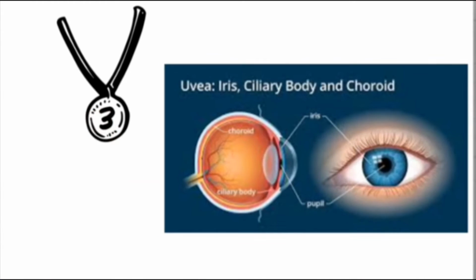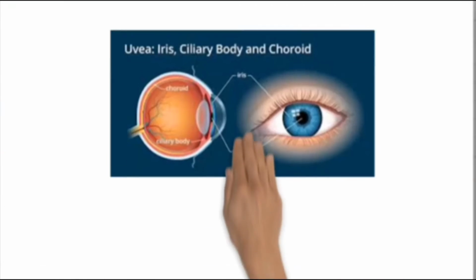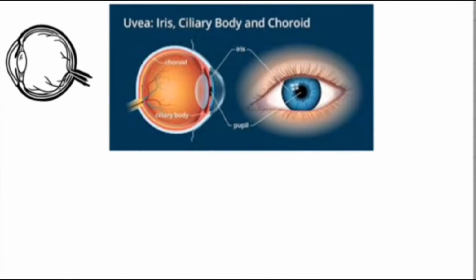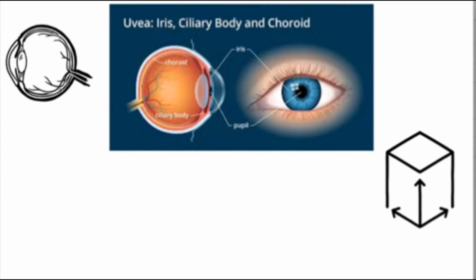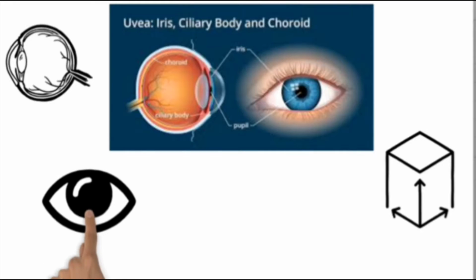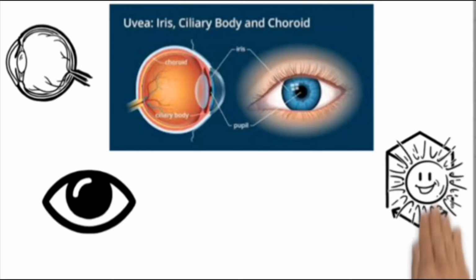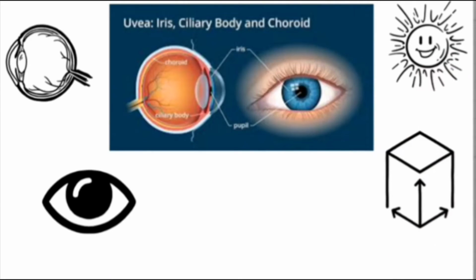Number 3, pupil. In the iris, there is a small opening called the pupil. The size of the pupil is controlled by the iris. The pupil controls how much light is let into the eye. It is very similar to a camera aperture which allows more light in for more exposure. At night, our pupils dilate to allow more light in to maximize our vision. In the bright sunlight, our pupil shrinks to a very small diameter to allow us to function normally.